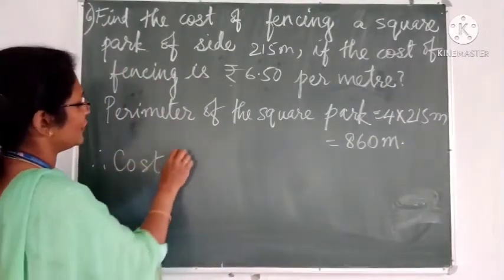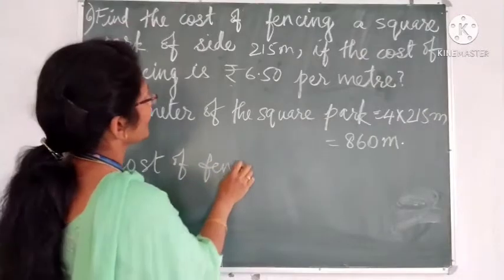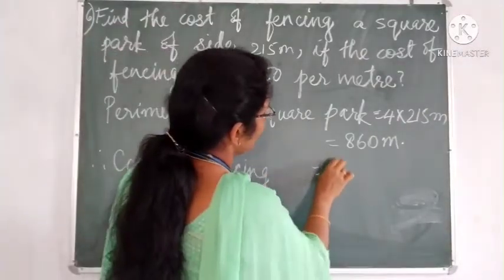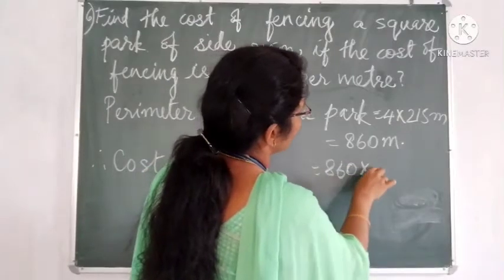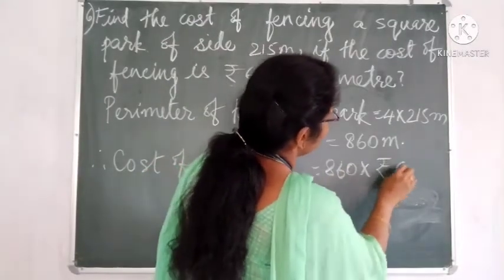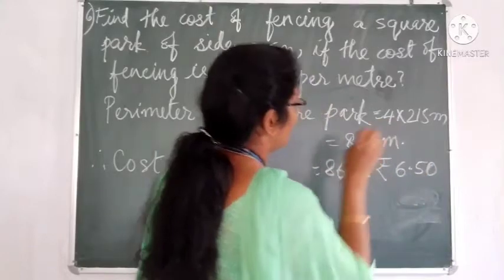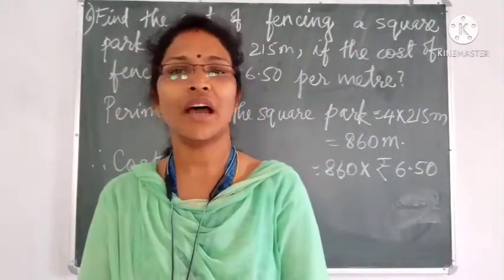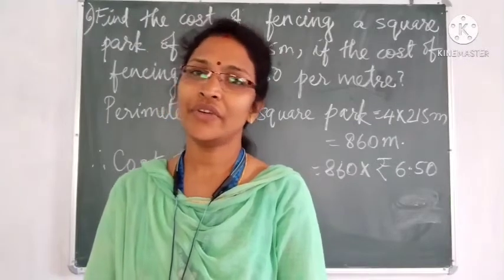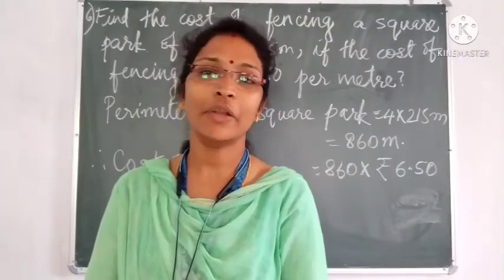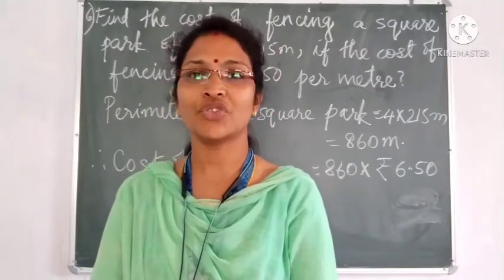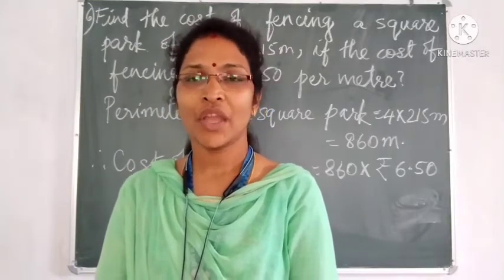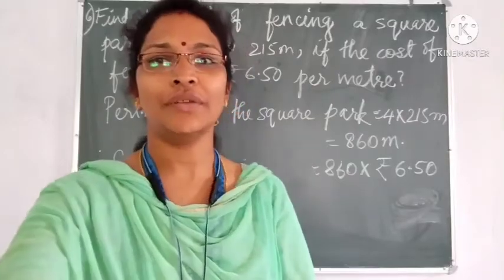Therefore, cost of fencing is equal to 860 multiplied by rupees 6.50. When you multiply this, we will get the answer, the cost of fencing, and that answer will be in rupees, because our question is the cost. Our answer will be in rupees. Now we can do the next question.